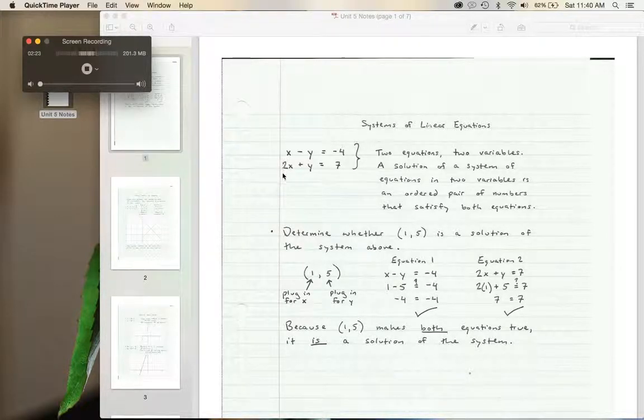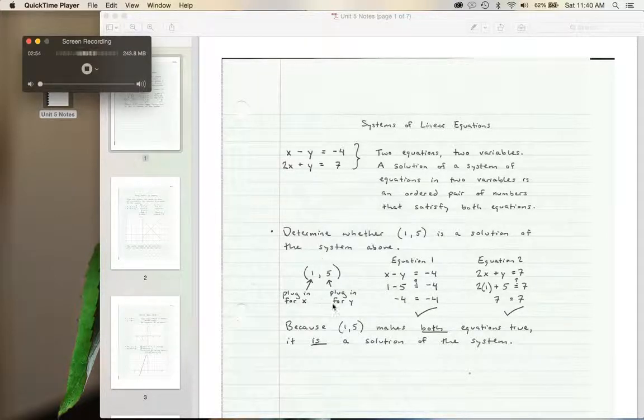In order for the ordered pair to be a solution to this system, it also has to satisfy the second equation. So here I've written equation 2, 2x plus y equals 7. For the x, I've plugged in 1, my x value from the ordered pair. For y, once again, I've plugged in 5. So I have 2 times 1 plus 5 on the left, and I want to test, does that equal 7? And it does. 2 times 1 is 2, 2 plus 5 is 7. 7 equals 7, that looks great, another check mark.